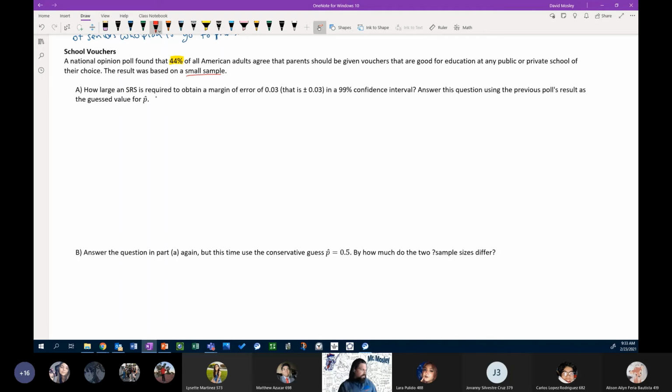Right, so it's kind of nice. The question is telling us what to use for p hat, our 0.44. So we'll start with that. So we have our p hat is equal to 0.44. All right. We want to find the z asterisk for a 99% confidence interval.